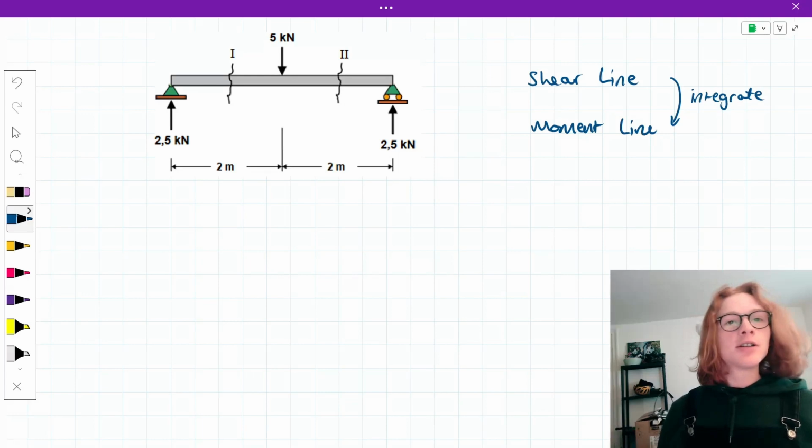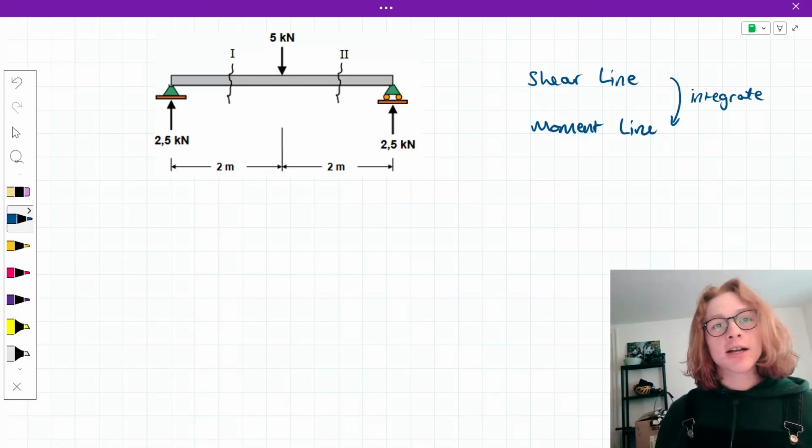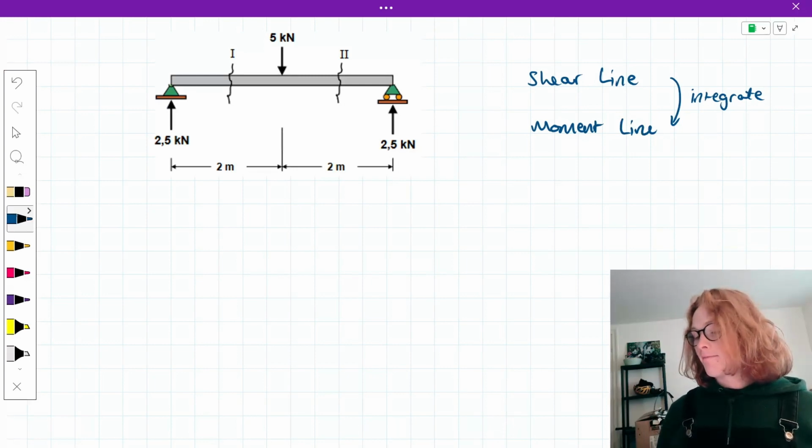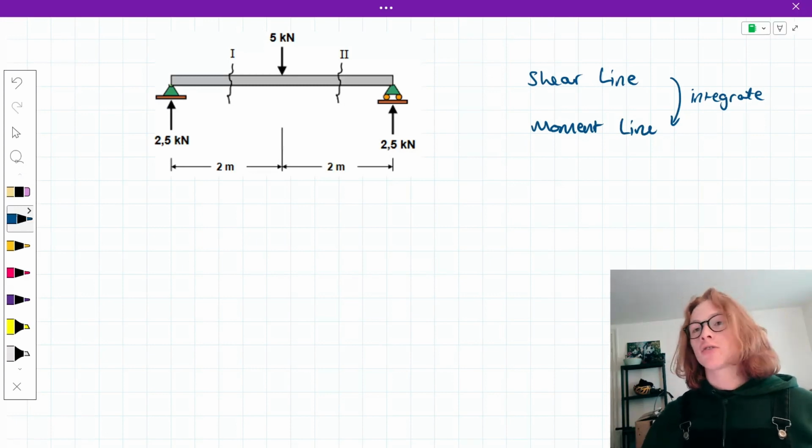Welcome to this video. Today we're going to be looking at drawing internal shear and moment diagrams using the graphical method as opposed to the sectional method. The sectional method is more detailed, takes longer, but the graphical method, on the flip side of that, is less detailed, but is also a lot quicker.